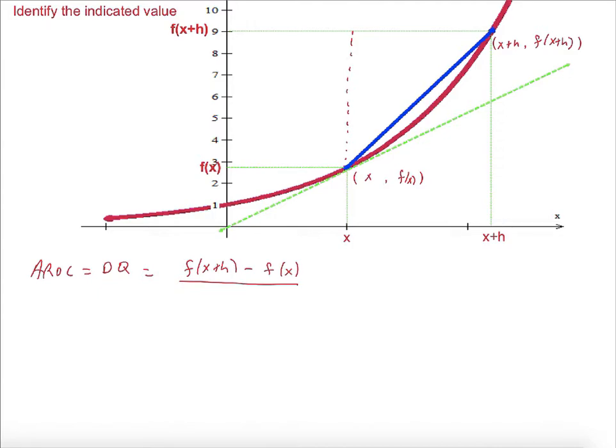x. But remember, the point was we already gave this distance a name. We called it h. So I'm just going to put that h down there, which of course is the same thing as x plus h minus x. That would give me h anyway. So that's what goes in my denominator.